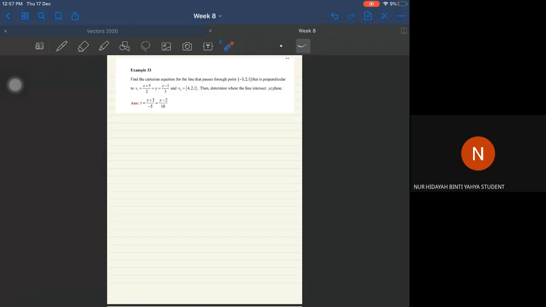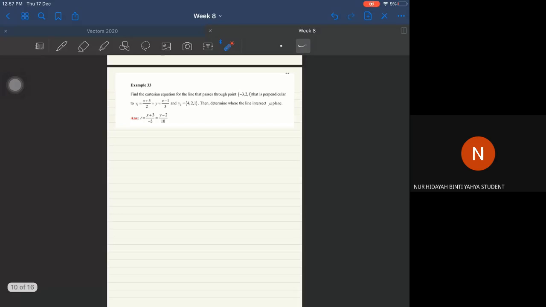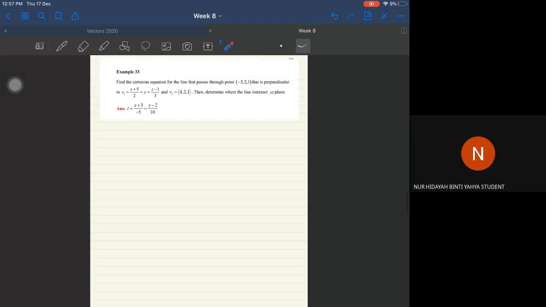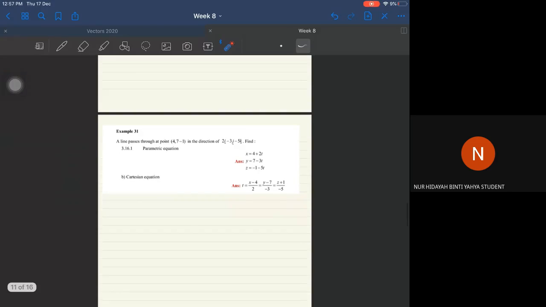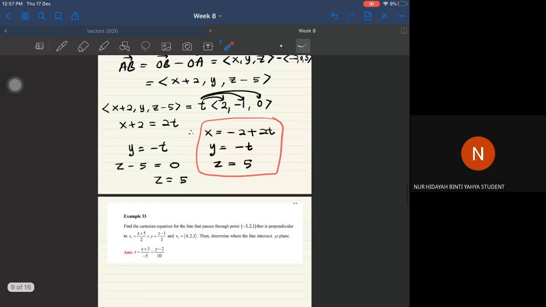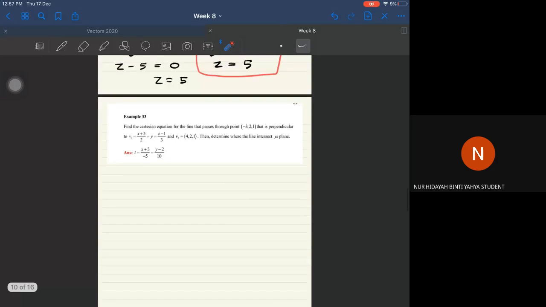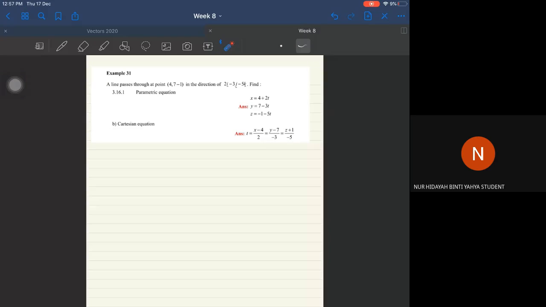Boleh faham? Kita tak boleh masuk lah. Kita habiskan lagi sikit ni. Lagi satu saya sambung next week. Okay. Kita habiskan lagi satu. Kenapa saya start dengan example 32 dulu? Okay. Proceed with this one first. Example 31. Okay. Saya pun tak tahu kenapa saya tersalah letak ni.